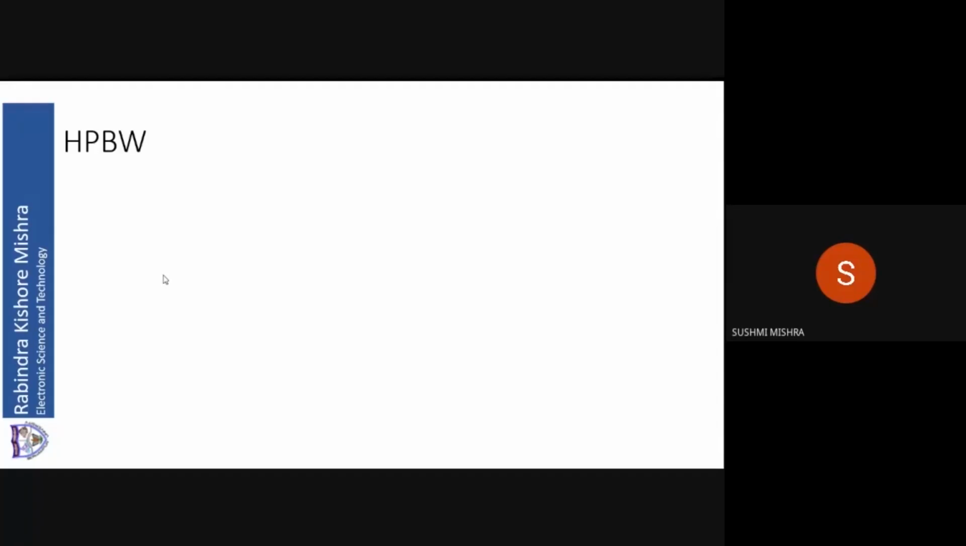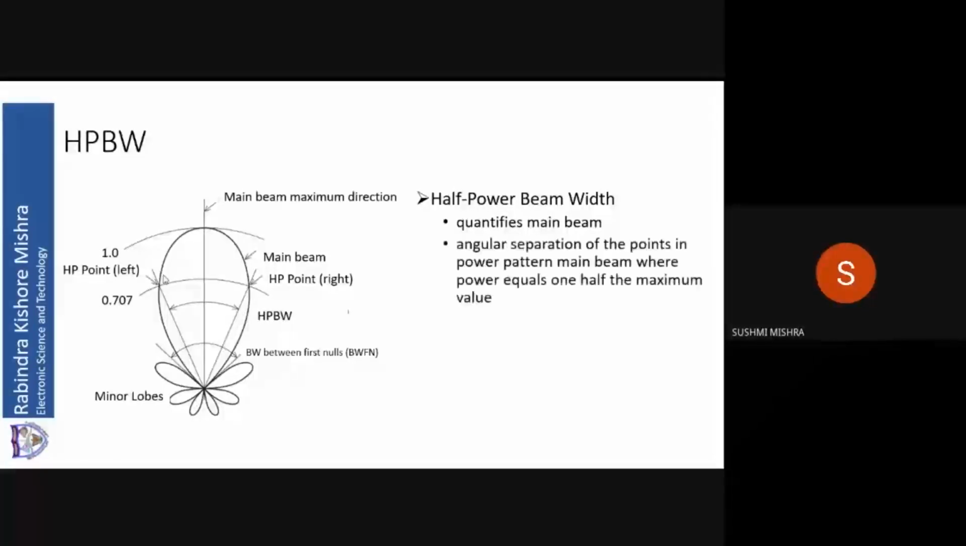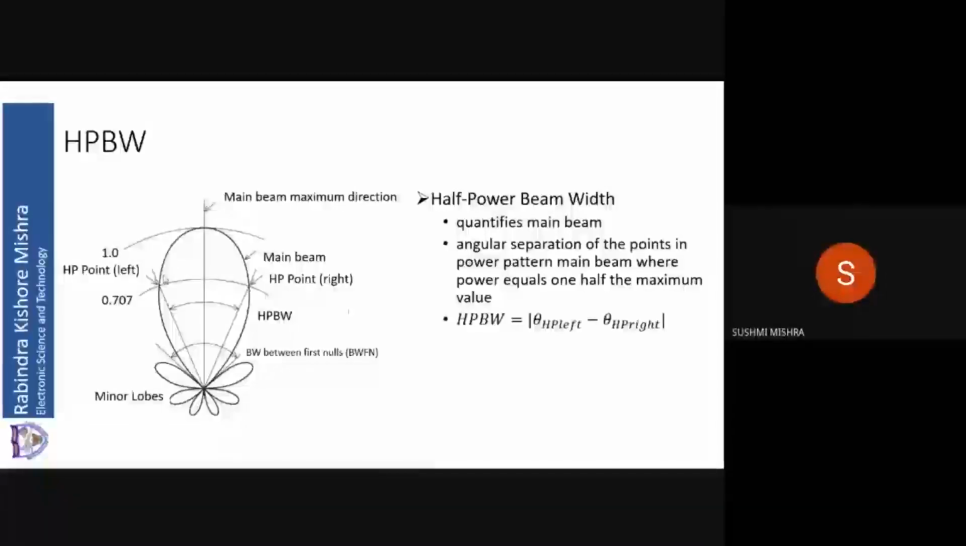I think I have discussed what half power beam width is. You can take a formal definition of that. The definition goes like this. Half power beam width quantifies the main beam characteristics. It is the angular separation of points in the power pattern main beam where power equals 1/2 of the maximum value. So HPBW, or half power beam width, is equal to the modulus of theta HP left minus theta HP right. So that will be a positive value, the absolute of that.